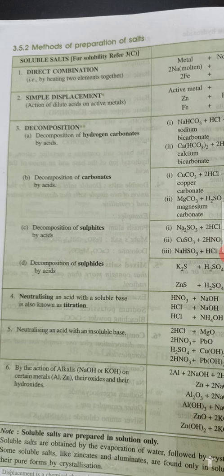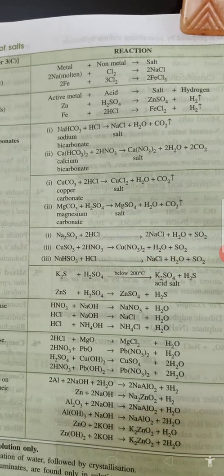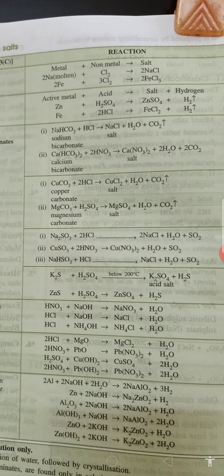The next is, children, simple displacement. This is the action of dilute acids on active metals, and children, you have studied this in the chapter hydrogen also. So we see that active metals which are above hydrogen in the activity series, like zinc, iron, magnesium, all react with dilute acids like sulfuric acid and hydrochloric acid to form salt. Like zinc plus H2SO4 gives you a salt, zinc sulfate, and hydrogen gas. In the same way, iron when it reacts with hydrochloric acid gives you ferrous chloride plus hydrogen.